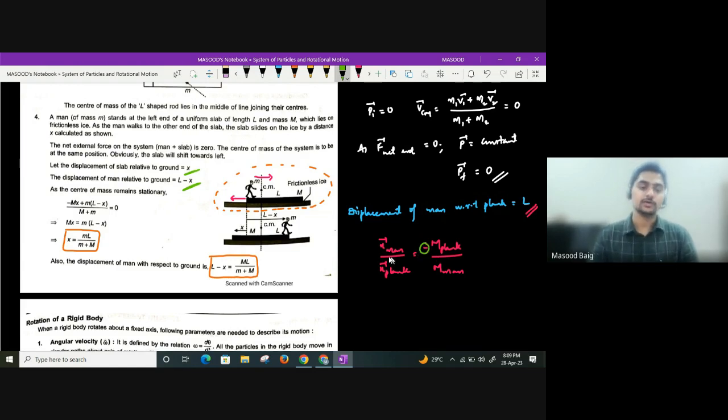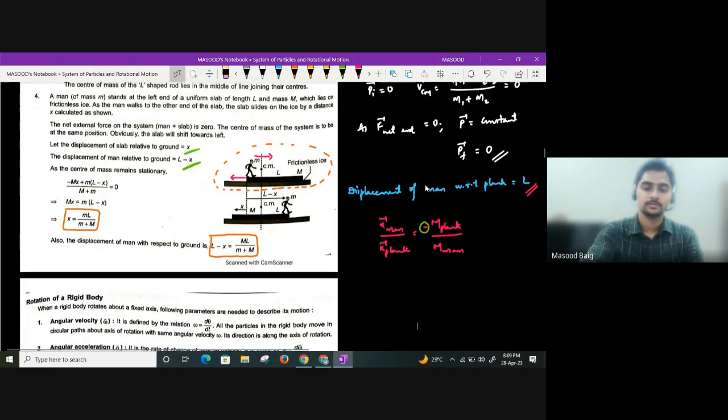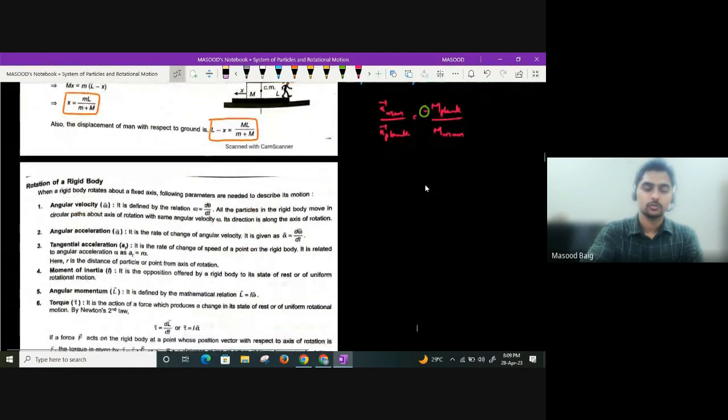However, will center of mass change? No. Location of center of mass will not change. It will continue to be at rest because there is no external force which will affect the motion of center of mass. Clear, everyone? Yes or no? I hope it is clear.